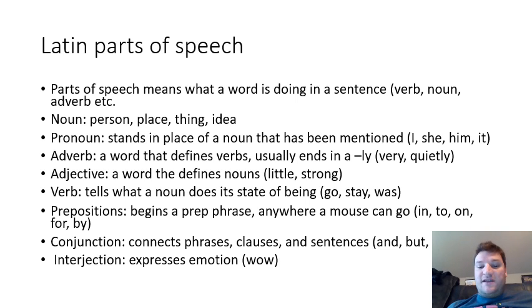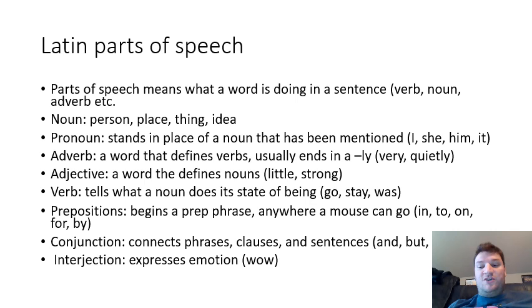Verb tells the subject what it's doing. Preposition begins a prepositional phrase. It's literally where a mouse can go, is how I learned it. So like in, to, on, for, by, those type of words. Conjunction connects phrases, clauses, and sentences, like and, but, or. Interjections are like wow, oh my gosh, that kind of thing. That's an interjection. It's like an expressive word. So all of those things are in Latin. They're just going to be all over the place.